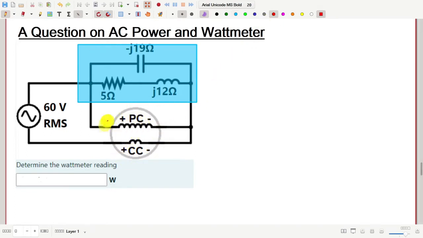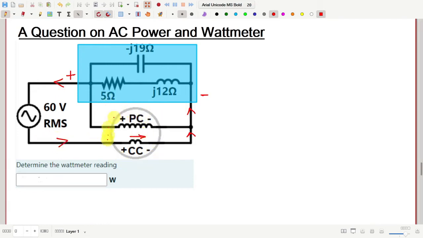Now notice that the pressure coil, voltage coil of this wattmeter is measuring the voltage or the potential of the left side of the load with respect to the right side, and this current coil will measure a current that is flowing from plus to minus end of this current coil. That means a current that flows in this way. Okay, so that current will flow like this, and then like this and like this.